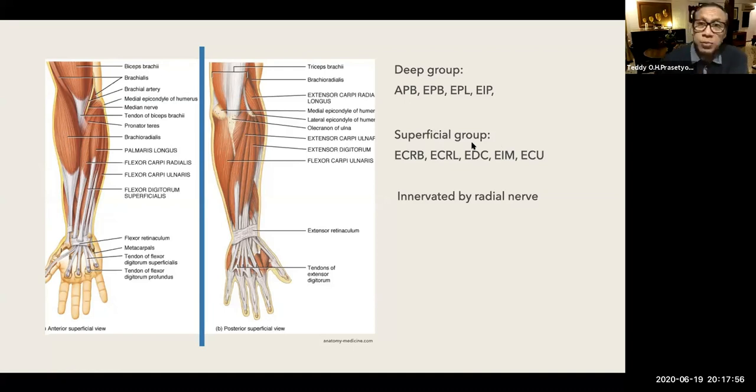The deeper group involves the extensors for the thumb: APB, EPB, EPL, and EIP. So this is the only one for the fingers that comes in the deeper system, the extensor indicis proprius. These 3 are actually responsible for the thumb: the abductor pollicis brevis, extensor pollicis brevis, and also extensor pollicis longus. All right? So the whole extensor system is innervated by the radial nerve. It's very easy to remember just by the radial nerve.